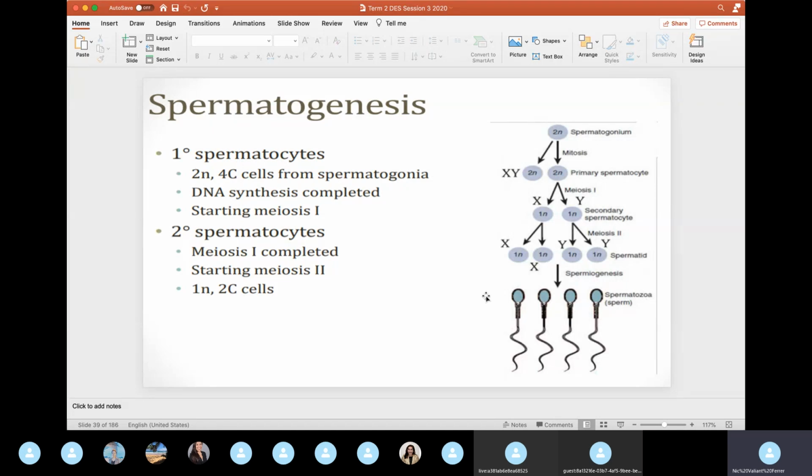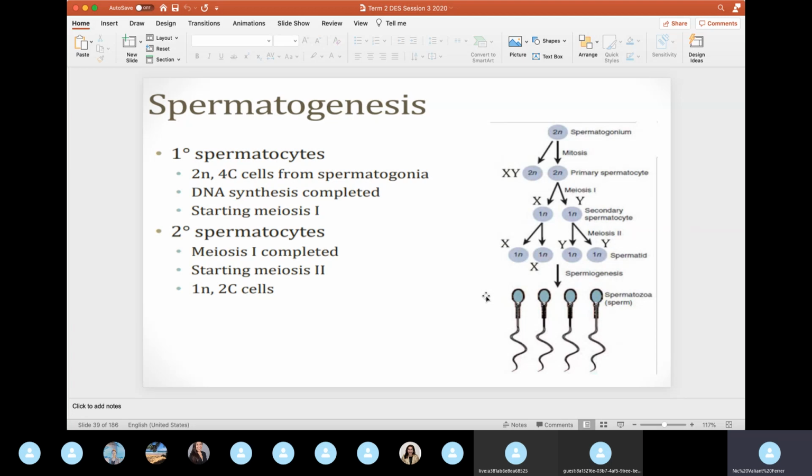So let's go over this again. Spermatogonium, it undergoes mitosis to produce what? Primary spermatocytes. How many rounds of meiosis do you need in order to get a spermatid? You need 2 rounds of meiosis. So from primary spermatocytes, you have meiosis 1 to get secondary spermatocytes.